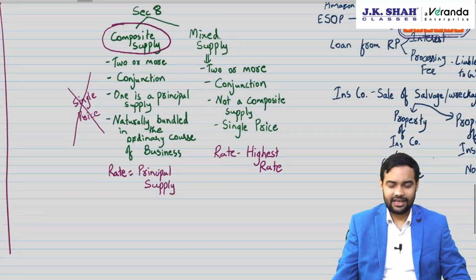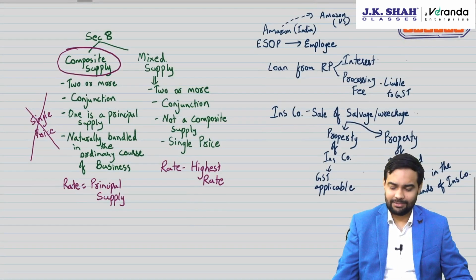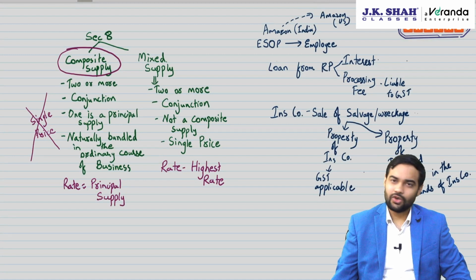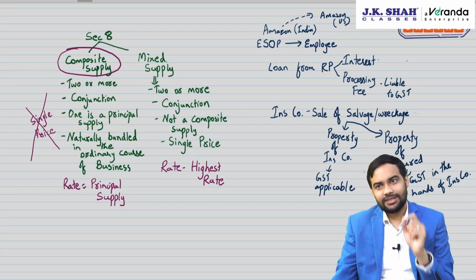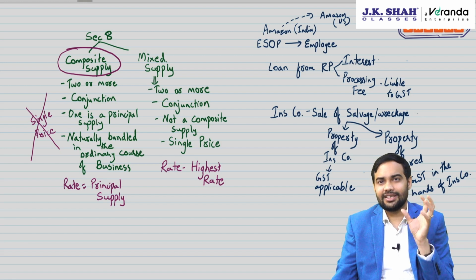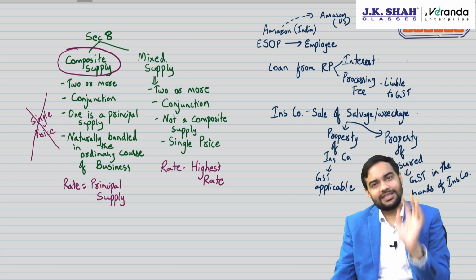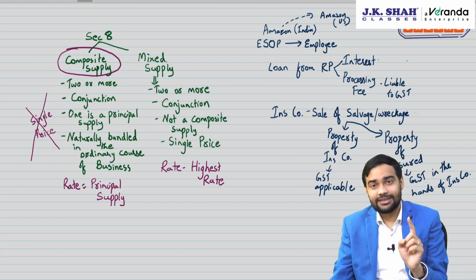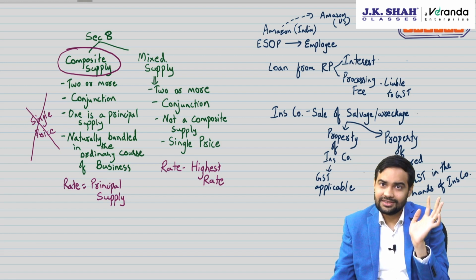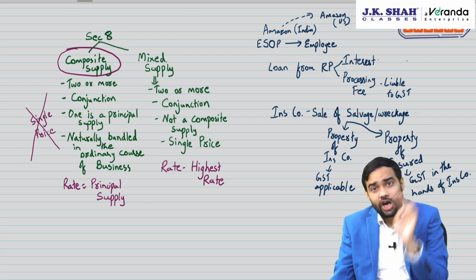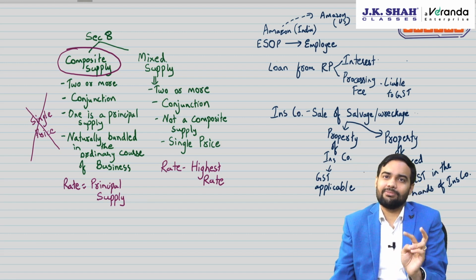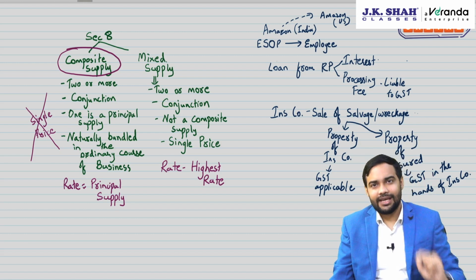Finally, section 8, composite supply and mixed supply. Composite supply: 2 or more goods or services supplied in conjunction where one of them is a principal supply, naturally bundled in the ordinary course of business. Principal supply rate will be applicable. Mixed supply: 2 or more goods or services supplied in conjunction, not a composite supply, and a single price, then the highest rate will be applicable.